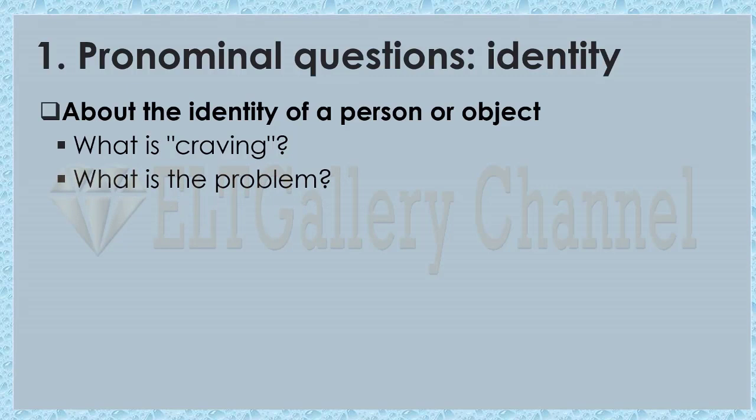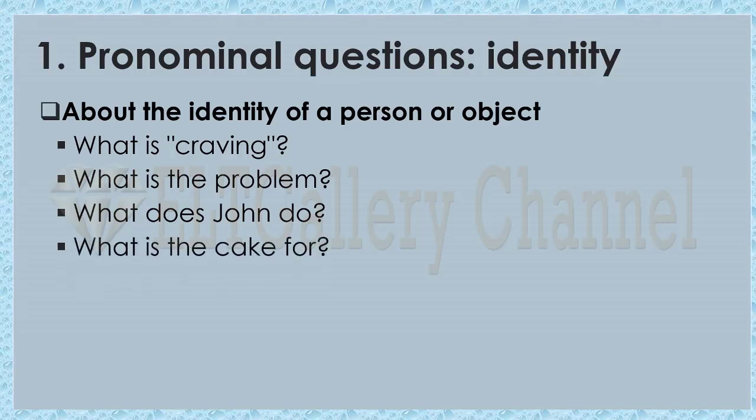What is the problem? So we need to identify. The problem is, okay. And then you have, what does John do? This is a different form, but in the same case, it also asks for identity. And the answer is similar to the first two questions. What is craving? Craving is... What does John do? John is a doctor, John is a student. So instead of what is John, we usually ask what does John do.